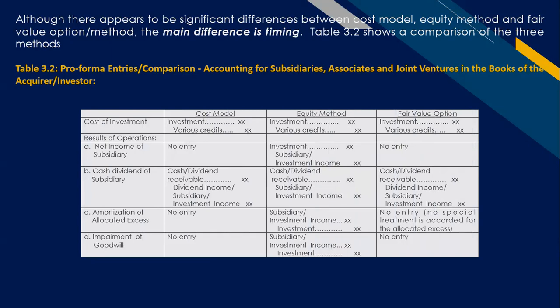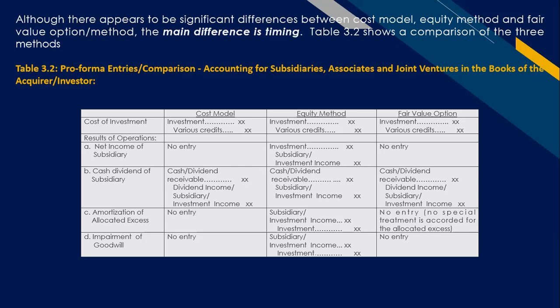For the cost of investment, we have the same entries where we debit investment and credit various credits. It may be cash, it may be payable, it may be an equipment. So in other words, we have various credits.